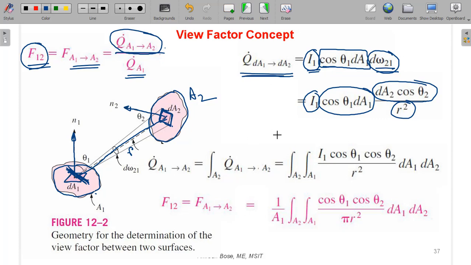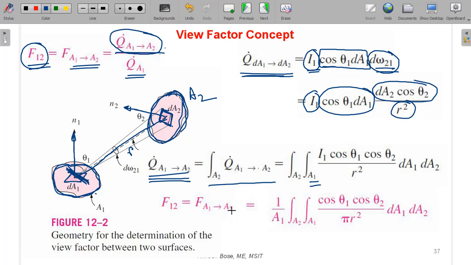Now what you have to do is integrate this quantity over A1, the whole surface, and over this whole surface A2. Then we will get the rate of heat transfer from the finite surface A1 that is going to strike the finite surface A2. So this quantity.